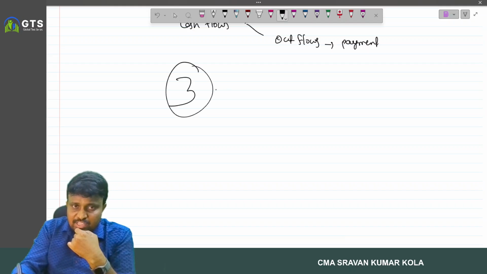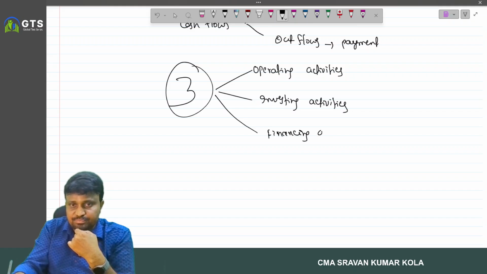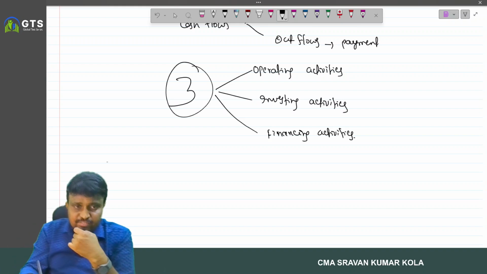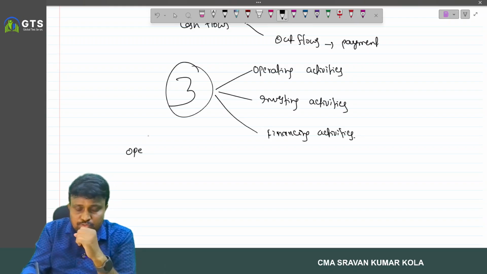Three items. One is operating activities, another is investing activities, and another is financing activities. Operating activities, investing activities, and financing activities. Let us discuss them individually.